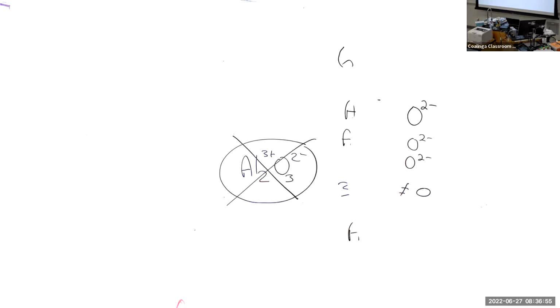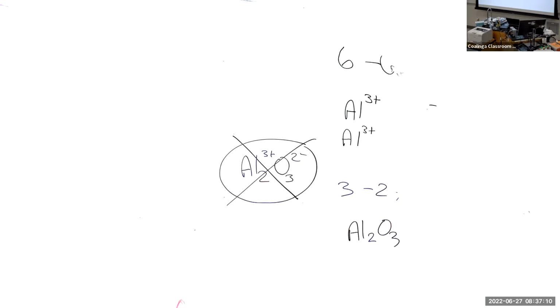Now over here, how many oxygens do I have? I have 3 oxygens, 1, 2, 3. The charges on this add up to 6, so it's 0. Okay, so that's the reason why there are 2 aluminums, 1, 2, and there are 3 oxygens, 1, 2, 3. That make sense?